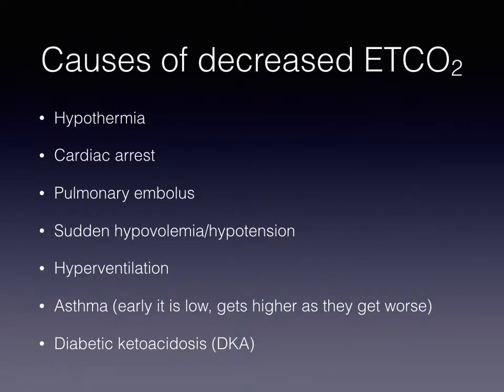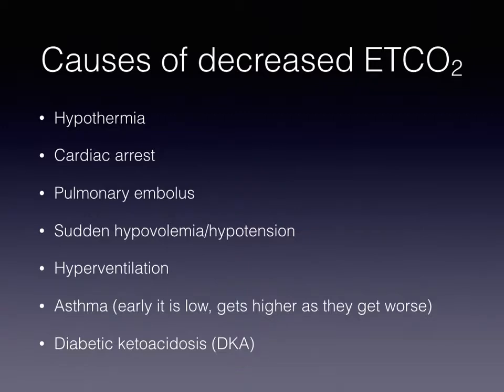Now, what about sudden hypovolemia or hypotension? That can sometimes cause a decreased end-tidal CO2, again, because we're not perfusing the lungs well. Hyperventilation syndrome, again, we say that ventilation is determined by respiratory rate and depth. And so if they are generating a large tidal volume or a large respiratory rate because they're hyperventilating, they're going to blow off carbon dioxide, and you're going to see a low end-tidal CO2.